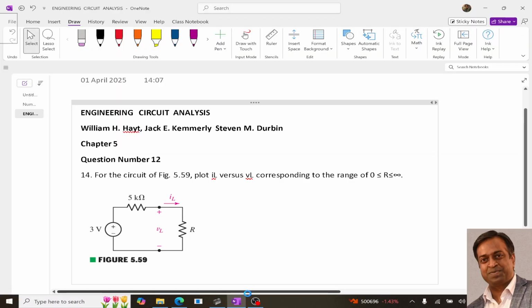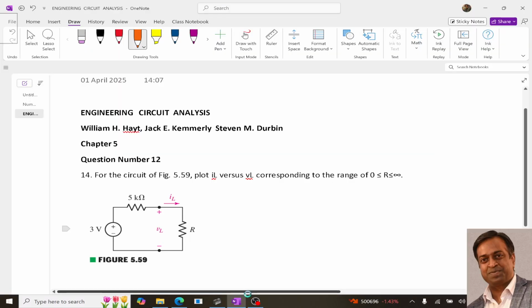Hello, so in this video I am going to tell you how we can solve question number 14. This is question 14 from the book Engineering Circuit Analysis by Hayt, Kemmerly and Durbin. It is question number 14 in chapter 5. In this circuit we need to plot a graph between IL and VL. This is VL, this is IL, corresponding to the range of R from 0 to infinity. R is changing from 0 to infinity, and then we need to plot a graph.